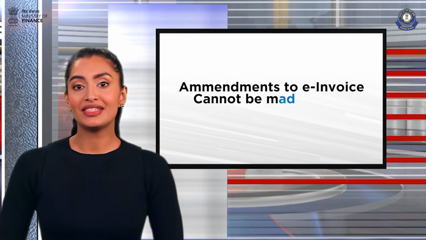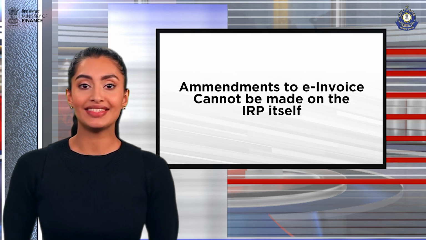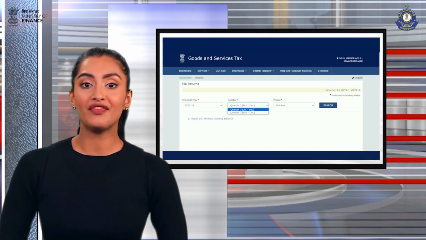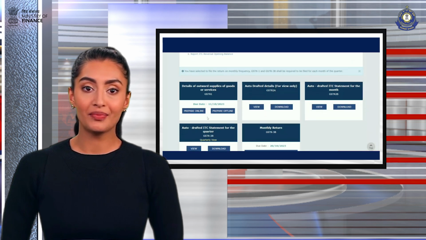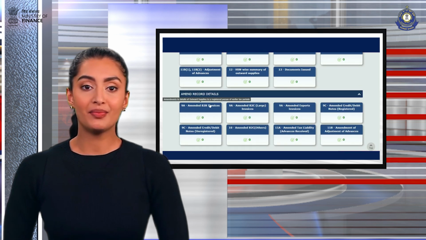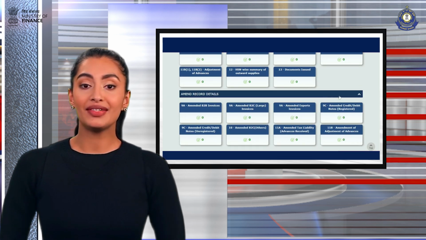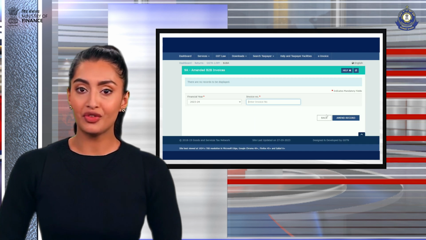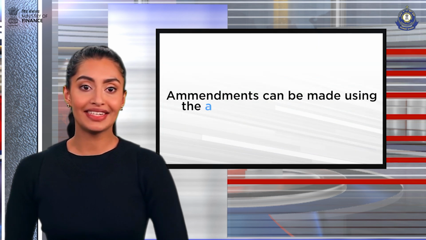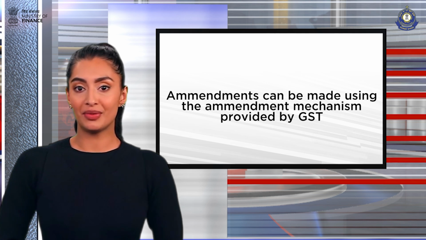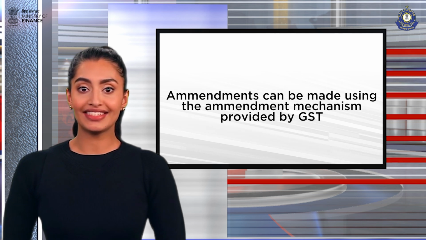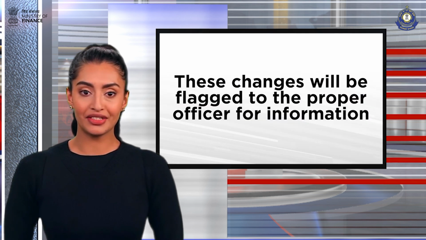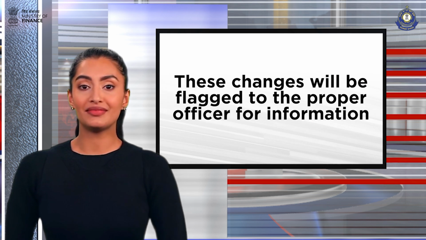Amendments to invoices cannot be made on the IRP itself. Any changes in the invoice details reported to the IRP must be carried out on the GST portal while filing GSTR1. If GSTR1 has already been filed, amendments can still be made using the amendment mechanism provided under GST, but these changes will be flagged to the proper officer for information.